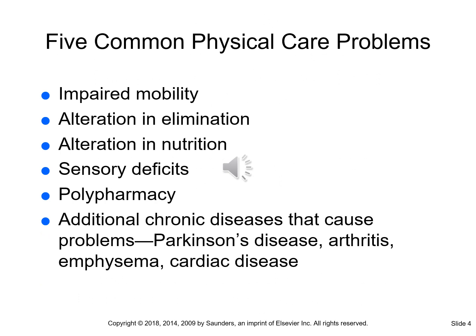So these are 5 common physical care problems when we talk about our older adults that this chapter will discuss: impaired mobility, alteration in elimination, alteration in nutrition, sensory deficits, and polypharmacy. Those are the 5 main things it'll talk about.